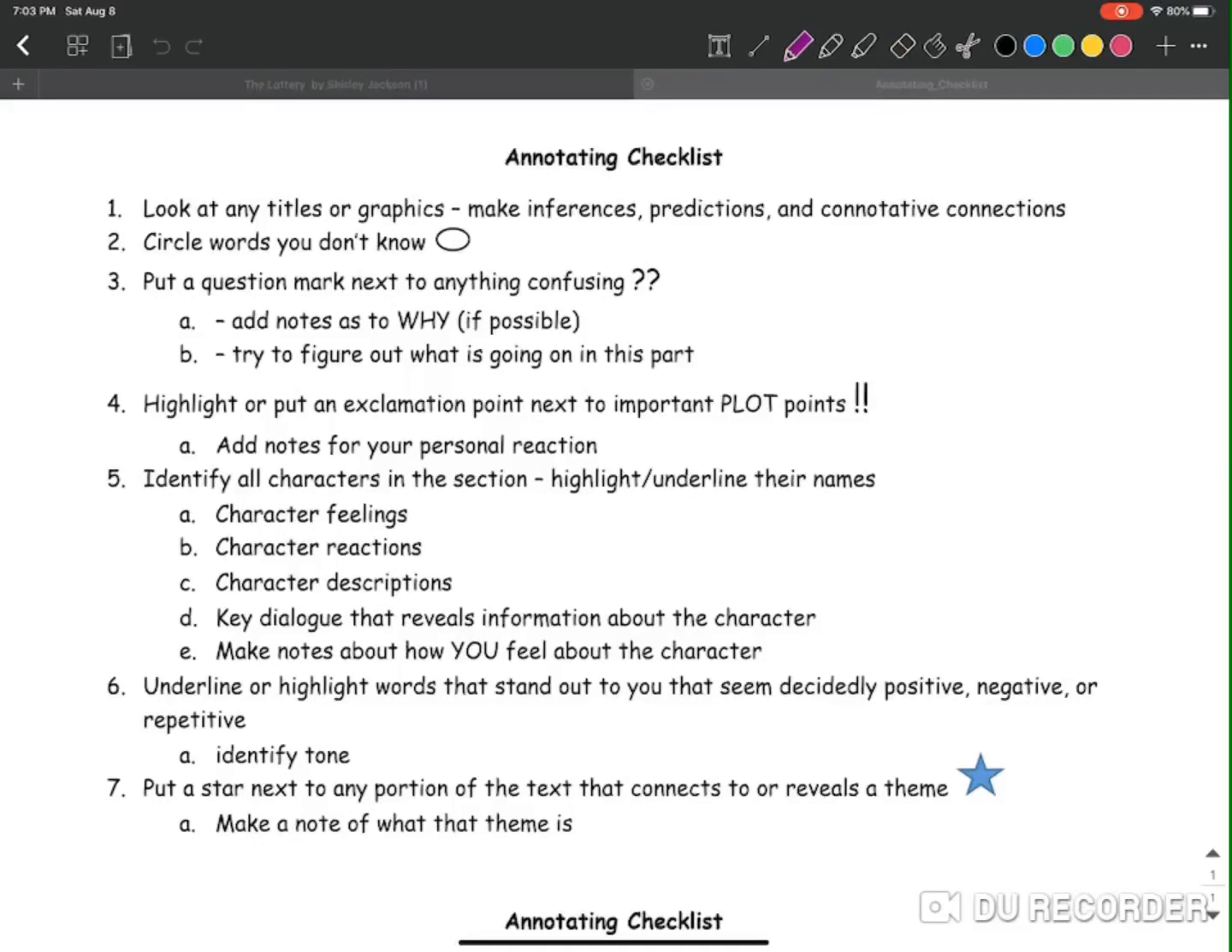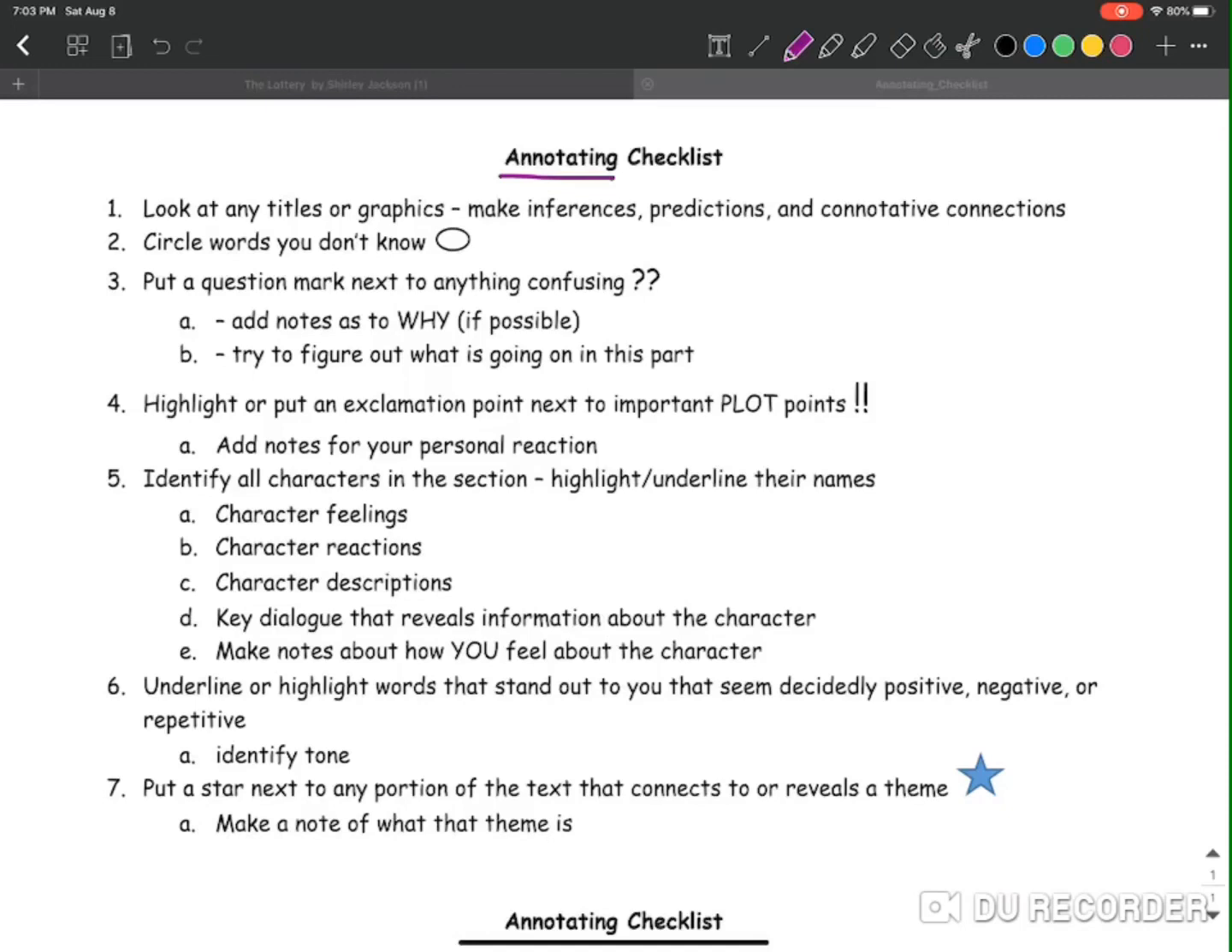All right, hey guys. We are here today to talk about annotating and how to annotate a story. Basically, what we're going to do is go over the basic steps of annotating and we're going to kind of do one together.